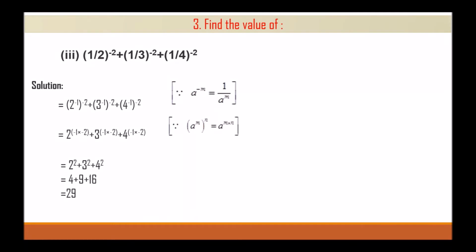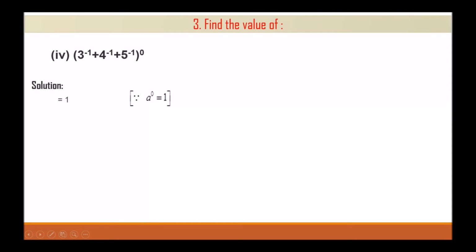Next, 1 upon 2 raised to minus 2 plus 1 upon 3 raised to minus 2 plus 1 upon 4 raised to minus 2. We will remove the negative sign. To remove the negative sign from the exponent, what we will do? We will take the reciprocal of the number. So it is 2 raised to minus 1 whole bracket raised to minus 2 plus 3 raised to minus 1 whole bracket raised to minus 2 plus 4 raised to minus 1 whole bracket raised to minus 2. So here we will get 2 squared plus 3 squared plus 4 squared. So 2 squared is 4, 3 squared is 9 and 4 squared is 16. So 4 plus 9 plus 16 is 29.